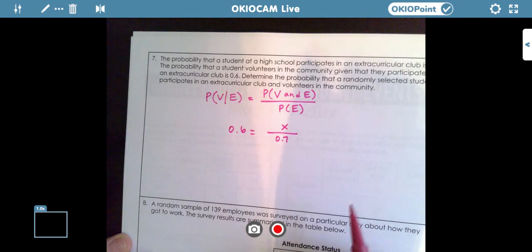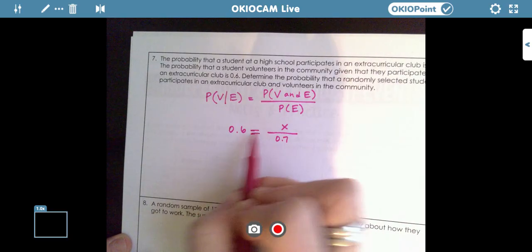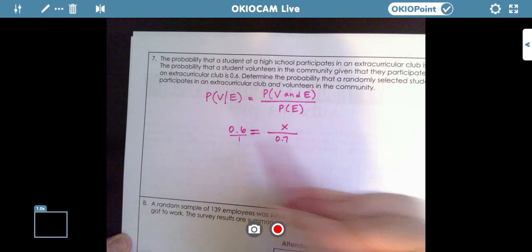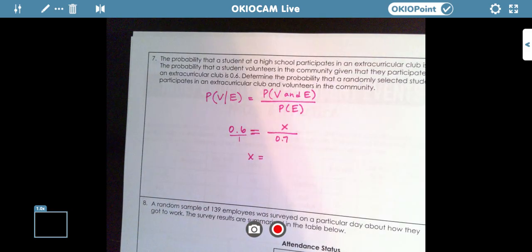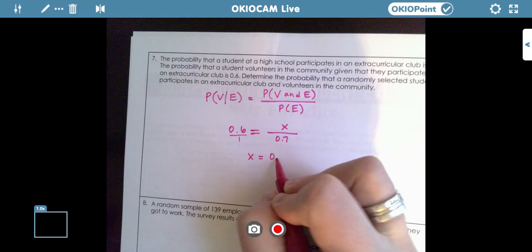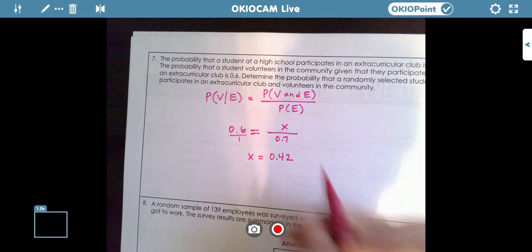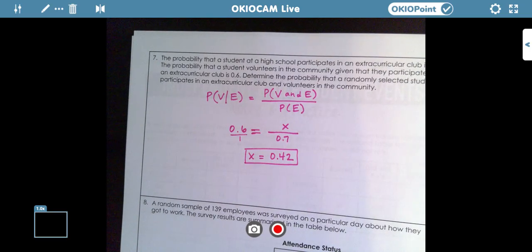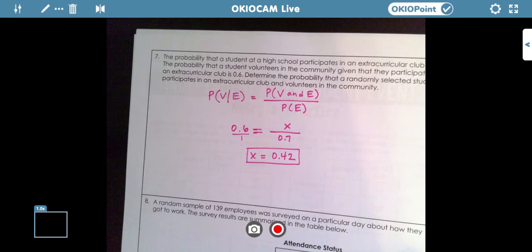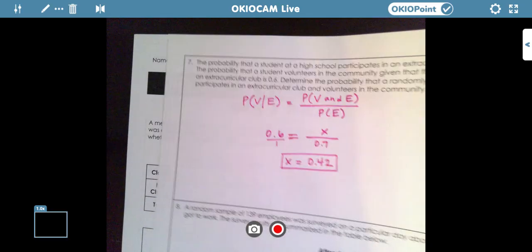So then we need to solve for x. We have a proportion, so we can put this over 1 and cross multiply. So I get x times 1, which is x, equals 0.6 times 0.7, which is 0.42, and that's what we're looking for. So use those probabilities, set them up as equations using the formulas they give you, and then replace the part you don't know with an x and go from there. All right, I'm not going to do example 8 right now. I want to move on to the next topic.